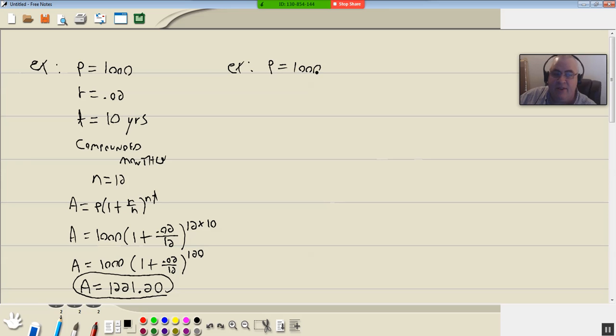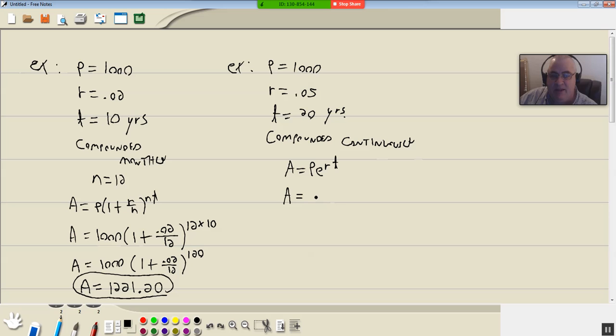Let's say I got $1,000 at 5%. We're going to leave it in there for 20 years, and it's compounded continuously. Well, since this says the word continuous, we use the PERT formula. So we plug in what we're given. P is 1,000, e to the r, which is 0.05, times t, which is 20. And I put a little x there for multiplication.